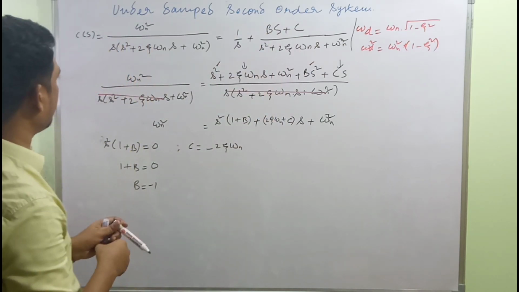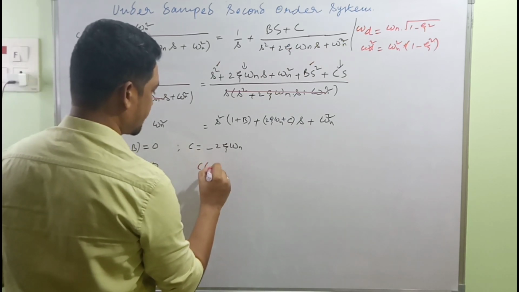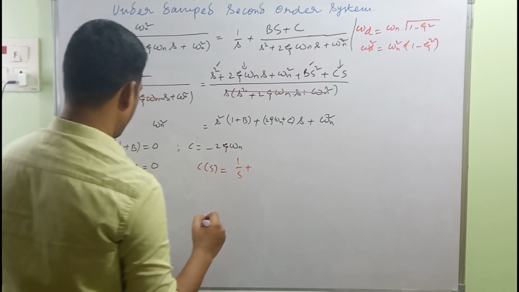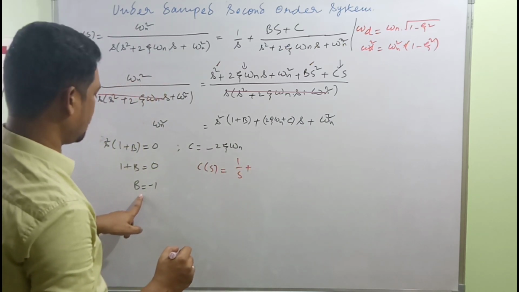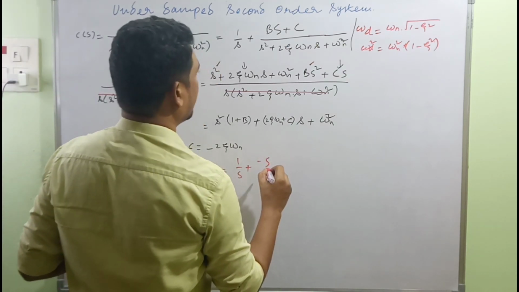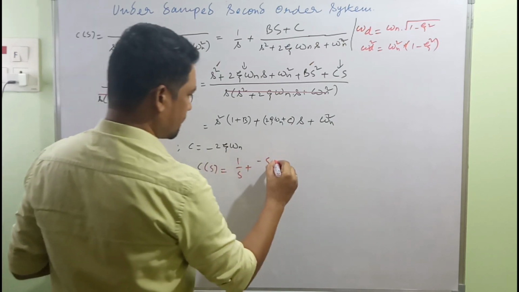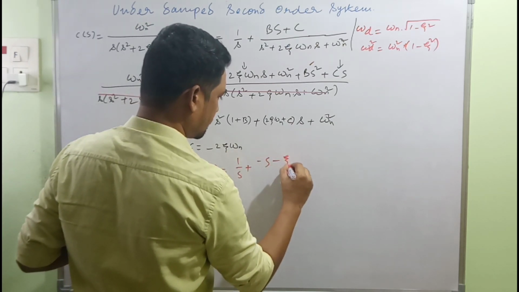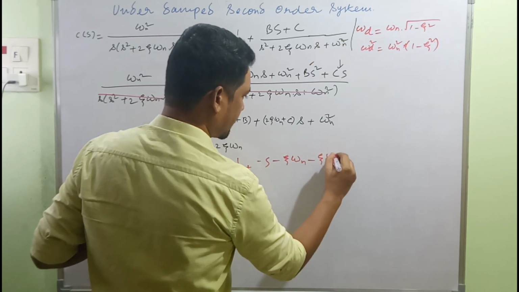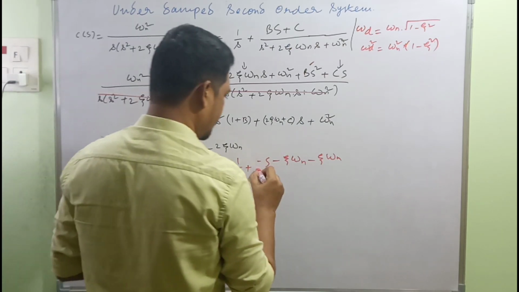Guys, plugging in these values over here will help us reach the expression which we are trying for. So considering that again, rewriting over here please, c of s will be 1 upon s plus b is evaluated to be minus 1, so that will be minus of s, and c is minus of 2 zeta omega n. Guys, can this be written as minus of zeta omega n minus of zeta omega n? Of course, adding that we'll have this one, right? And what to do with the denominator?